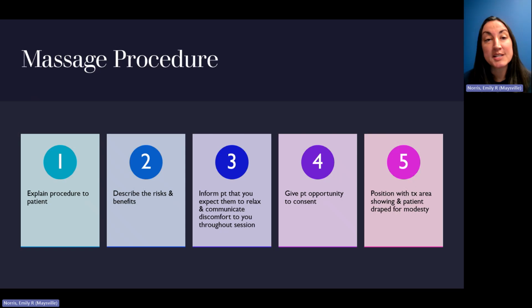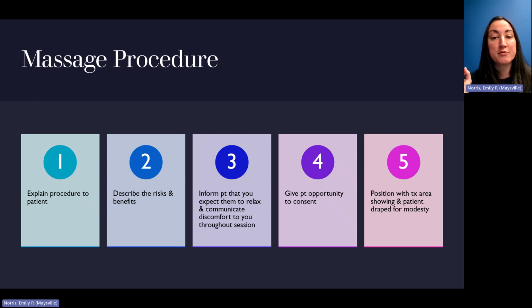Some of the procedure, you want to explain the procedure to the patient. You want to give them the risk and benefits, give them an opportunity to consent, inform them what to expect, tell them that they need to relax and to communicate with you throughout the session so that you know if you need to back off or if the pressure is a good amount. And then you want to position them in a way that's comfortable for the patient, but also that the body part that you need to access is exposed, while all the other body parts you don't need to access are draped and covered for modesty.